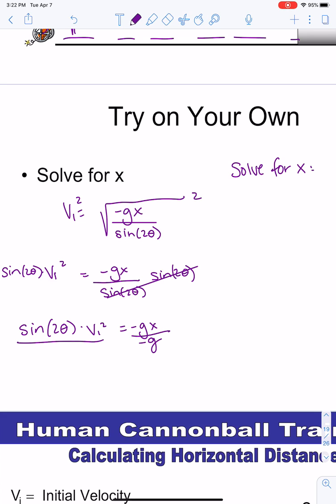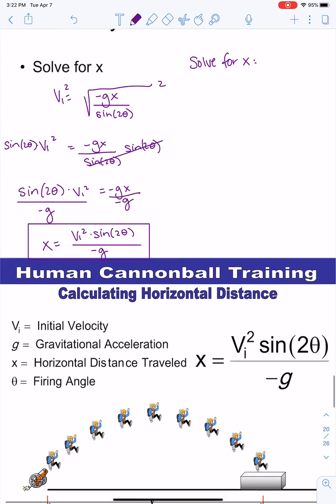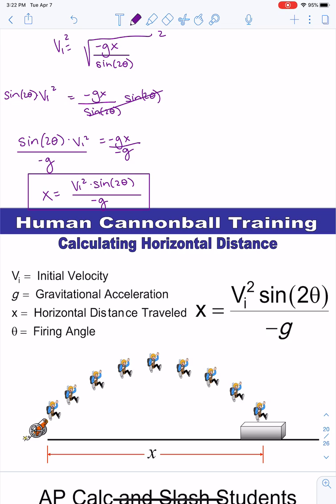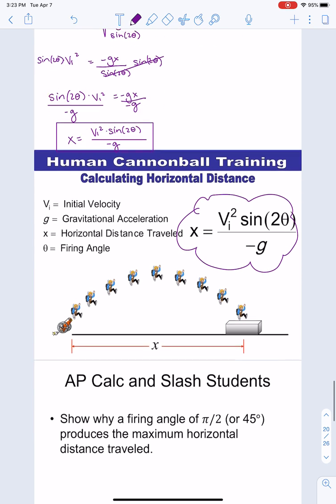Divide both sides by negative g. And x is equal to the initial velocity squared times sine of 2 theta, which is the firing angle, divided by negative g. And that will give us this formula right here. So I don't really like memorizing more than one formula. I just like to rearrange, but if you want to have a whole separate formula like they do here, you can. So that is x, the horizontal distance traveled in terms of everything else.